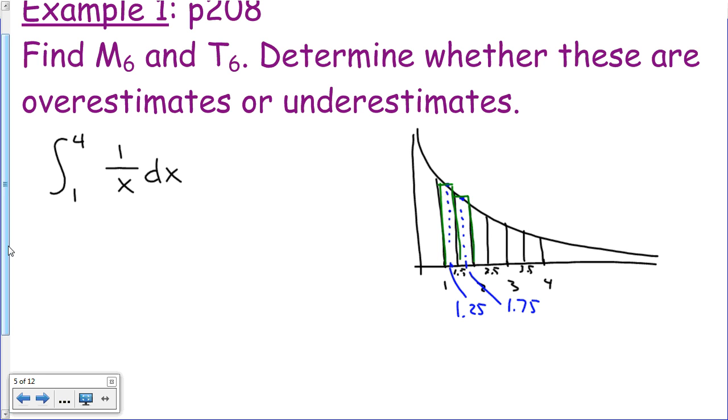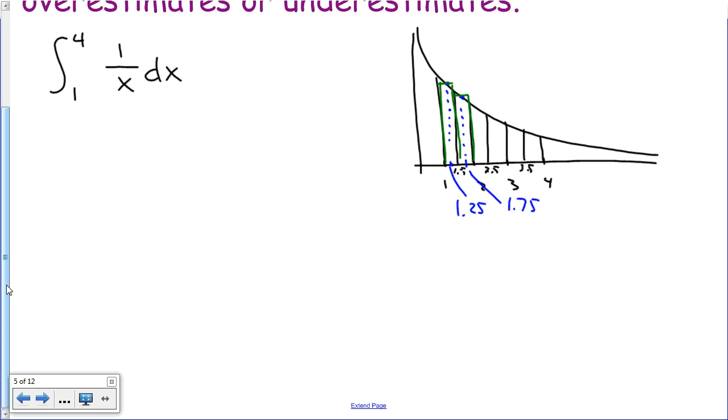All right, so our midpoint Riemann sum, m sub 6. Remember that you always need to write down the formula that you're using to calculate this. So m sub 6 is equal to the change in x, delta x, remember. In fact, I'll go ahead and put that up above here. Delta x is b minus a, so that's 4 minus 1, divided by the number of subintervals, which is 6. So that's 3 over 6, that's 1/2.